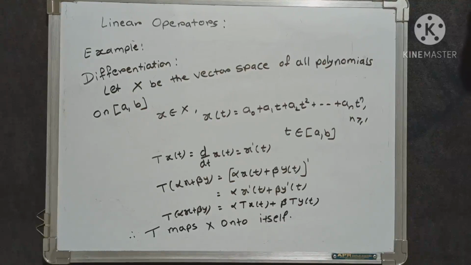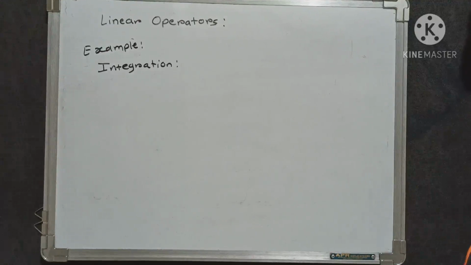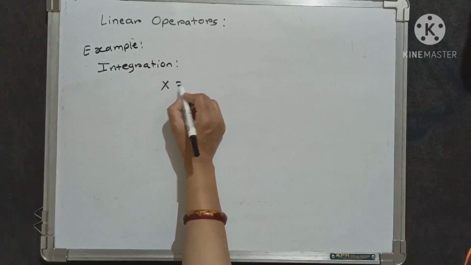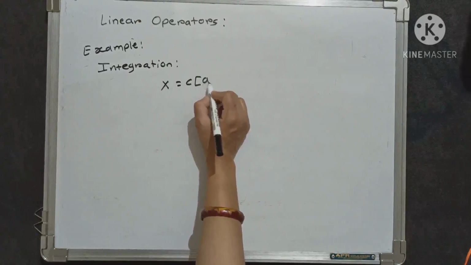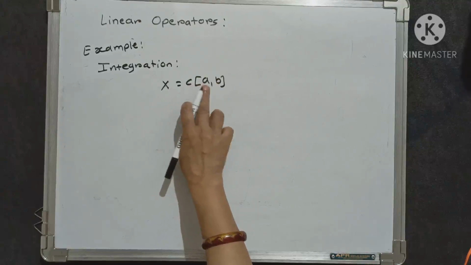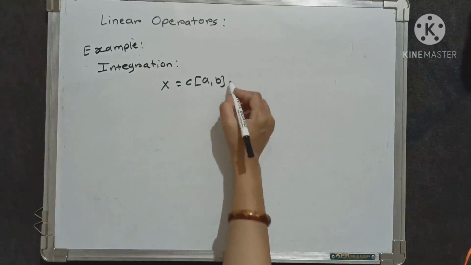This is the example of the linear operator. Now after this example, we see another example of the linear operator, which is integration. Here we take capital X equal to the function space C[a,b], in which every element is a continuous function defined on the closed interval [a, b].